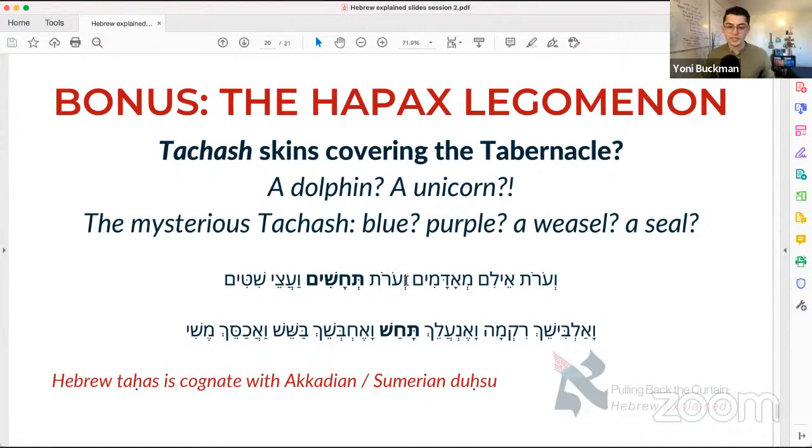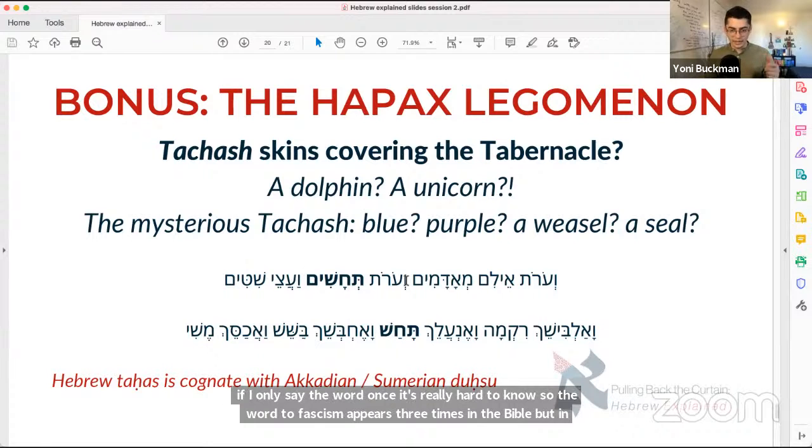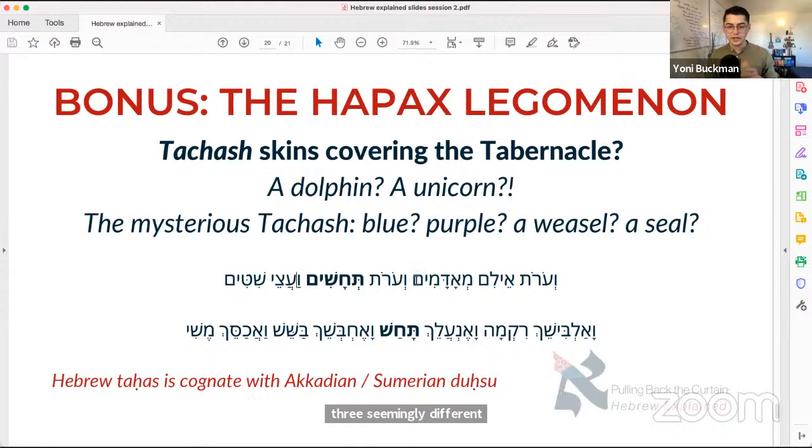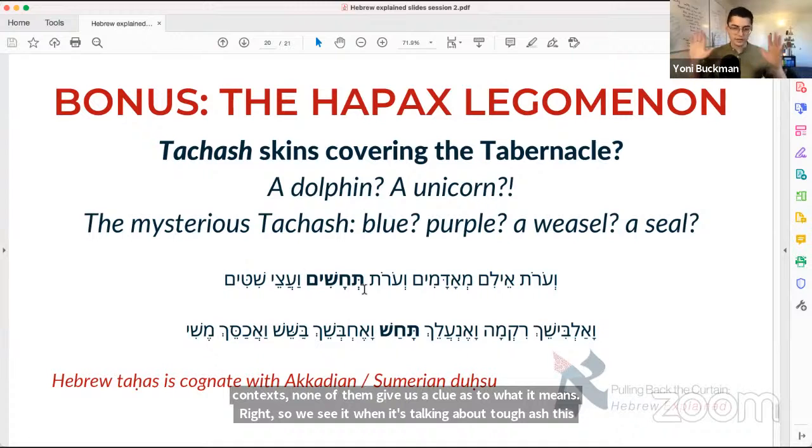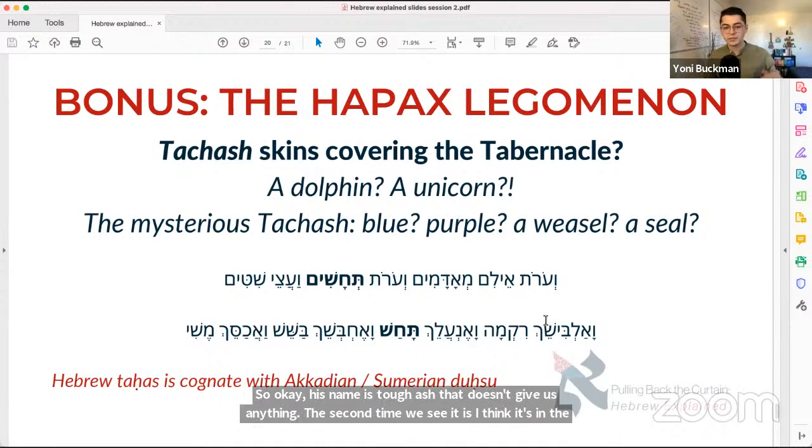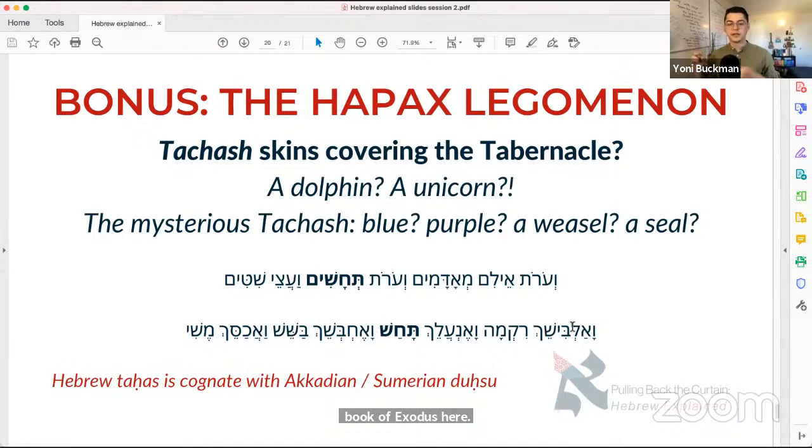The second time we see it is, I think it's in the book of Exodus, when it's talking about the coverings of the tabernacle, and you've got these red, dyed skins and tapestries covering the tabernacle, but then you have these skins of Tachash. Okay, so question mark on what that means. And then the last one is from the book of Ezekiel, talking about a sandal made of Tachash.